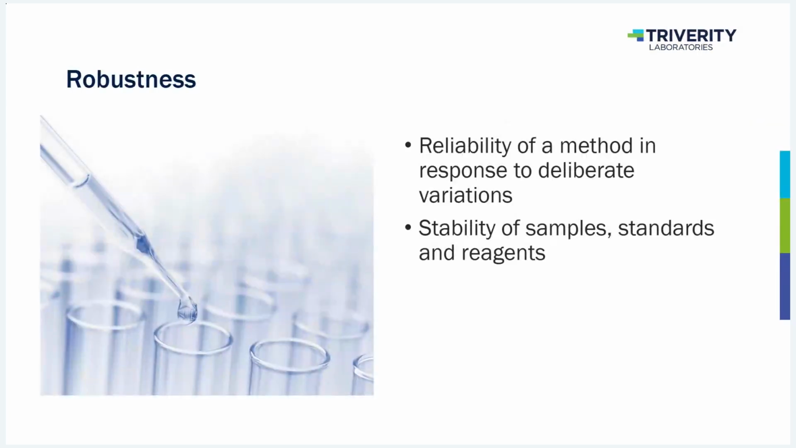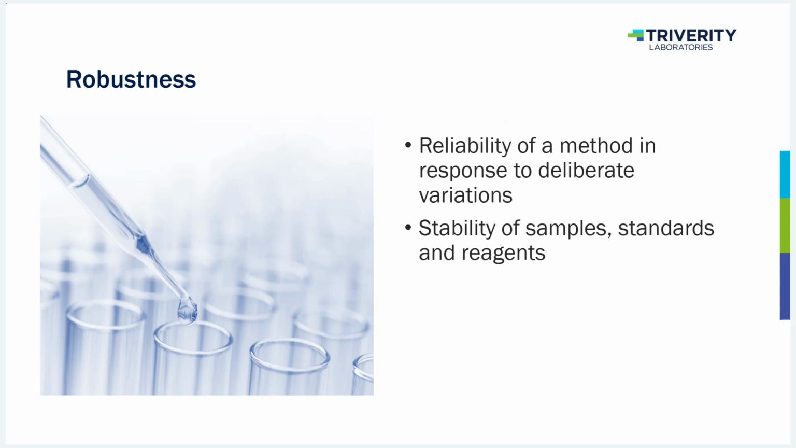All right, and then robustness. I think I said this already: it's the reliability of a method in response to deliberate variations. So we see this as slight changes in chromatographic conditions like injection volume or flow rate. We also can see it in extraction time or temperatures, things like that. Making sure that you're not on the knife's edge with anything. If there's something going on with your injector and your injection volume's a little bit low, you're not going to start failing LOQ. You're not going to lose that sensitivity.